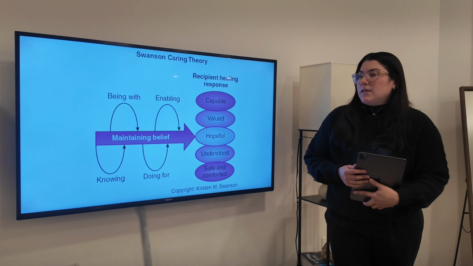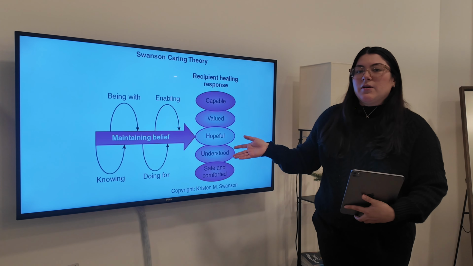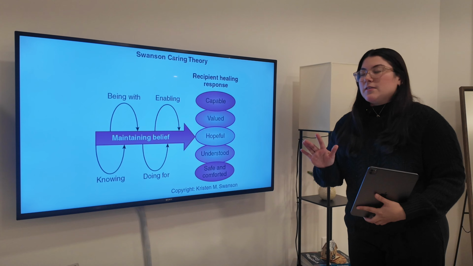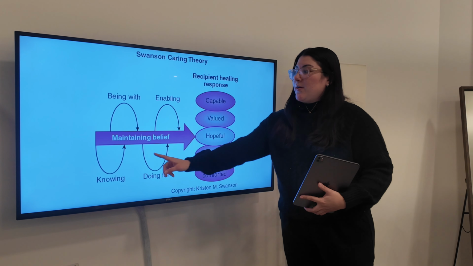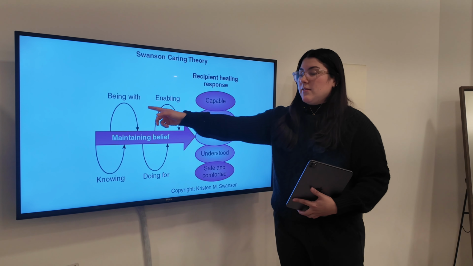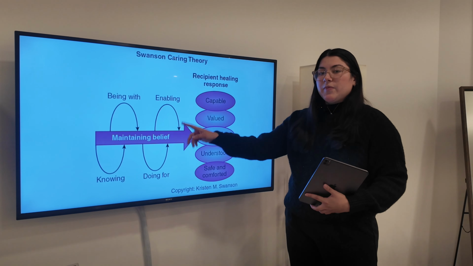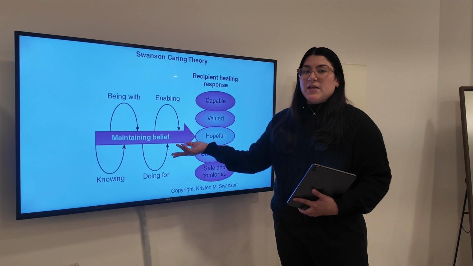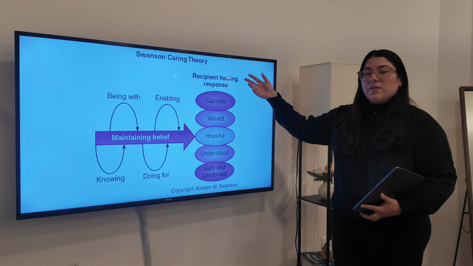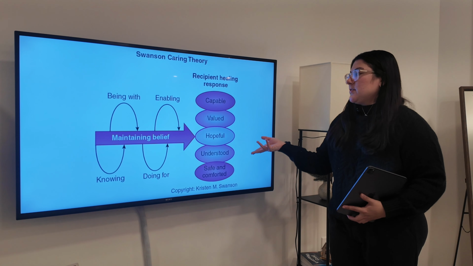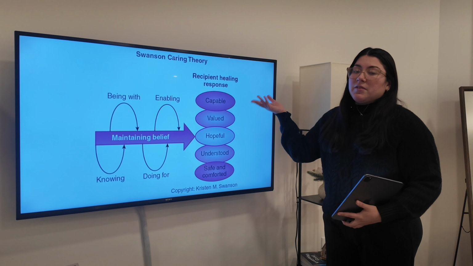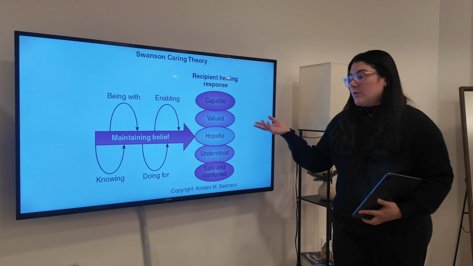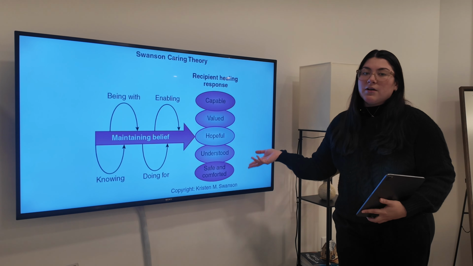So here is the diagram on Swanson's caring theory. It has 5 processes. The first one is knowing, then being with, doing for, enabling, and the last but most important is maintaining belief. These are the outcomes for the patients. Hopefully, if the theory is applied, the patients feel capable, valued, hopeful, understood, safe, and comforted.